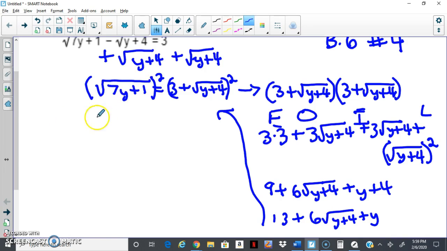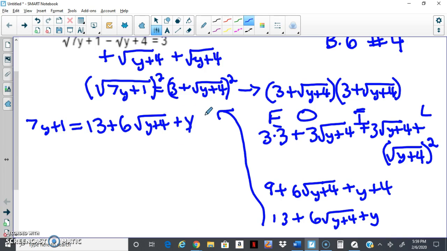So the result on the left-hand side is going to be 7y plus 1 is equal to, and the right-hand side we just found to be 13 plus 6 root y plus 4 plus y. Oh, that one's slow. I'm not sure why.